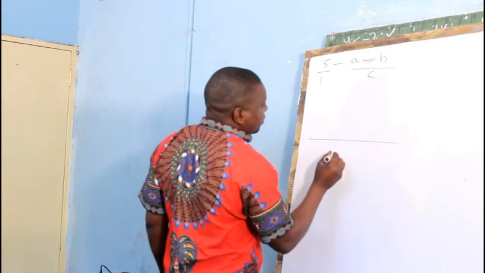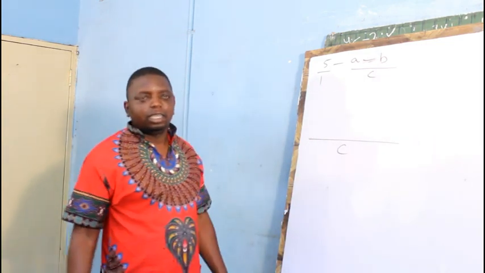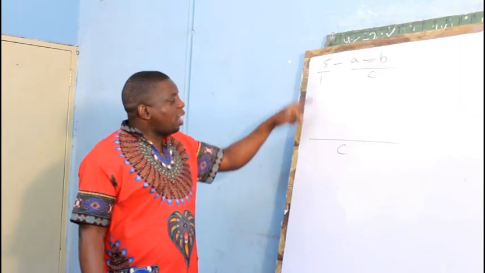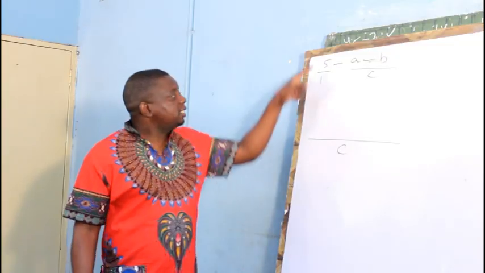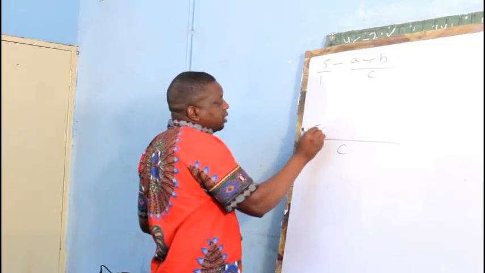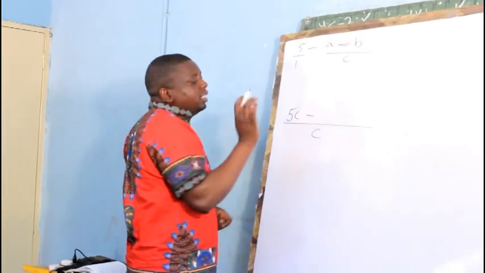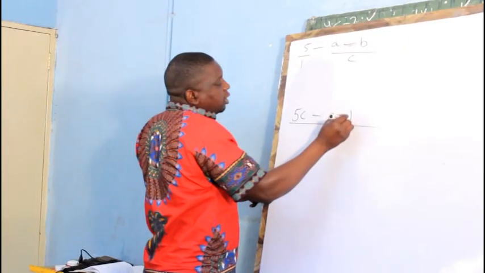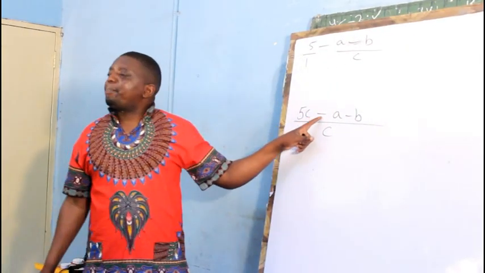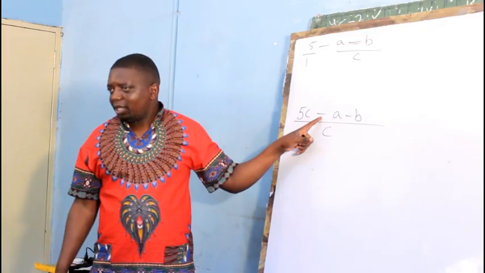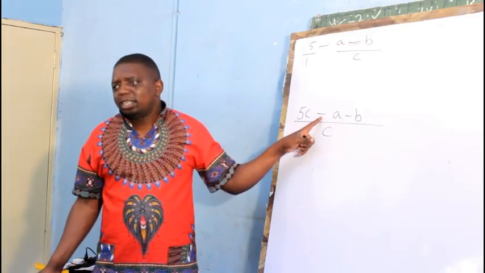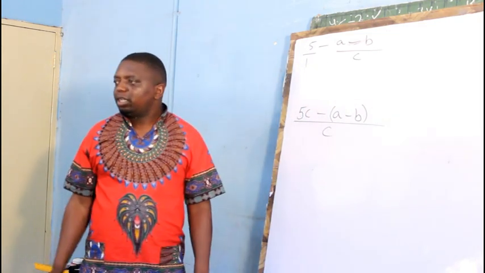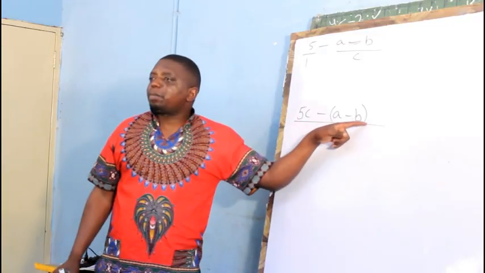What is the term? It's C. So 1 times C gives C, and 5 times C gives 5C. So 5C minus C, all over C. And now 1 times A minus B. A minus B, consider brackets.